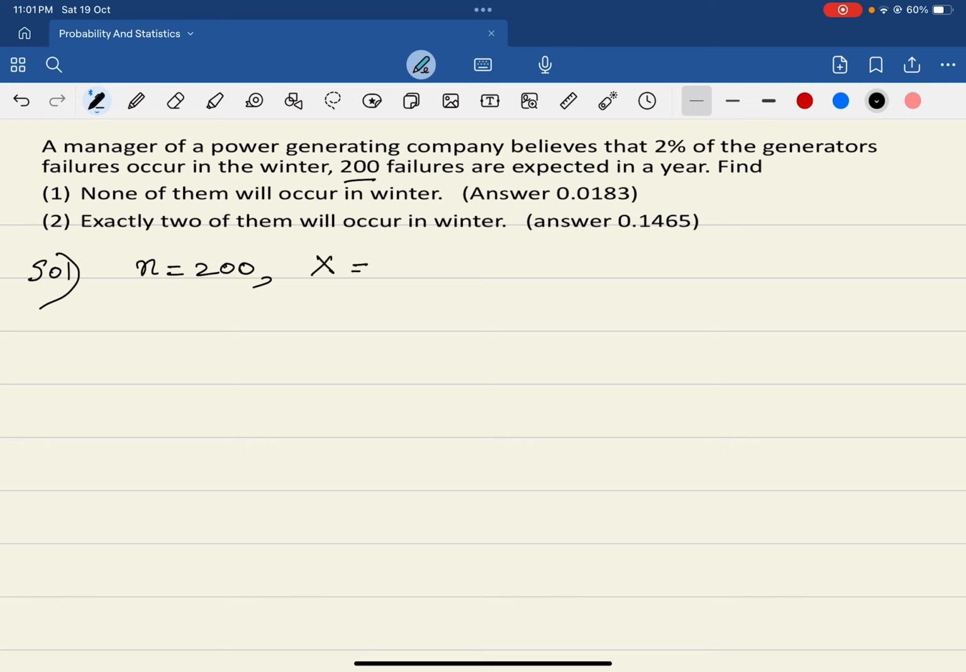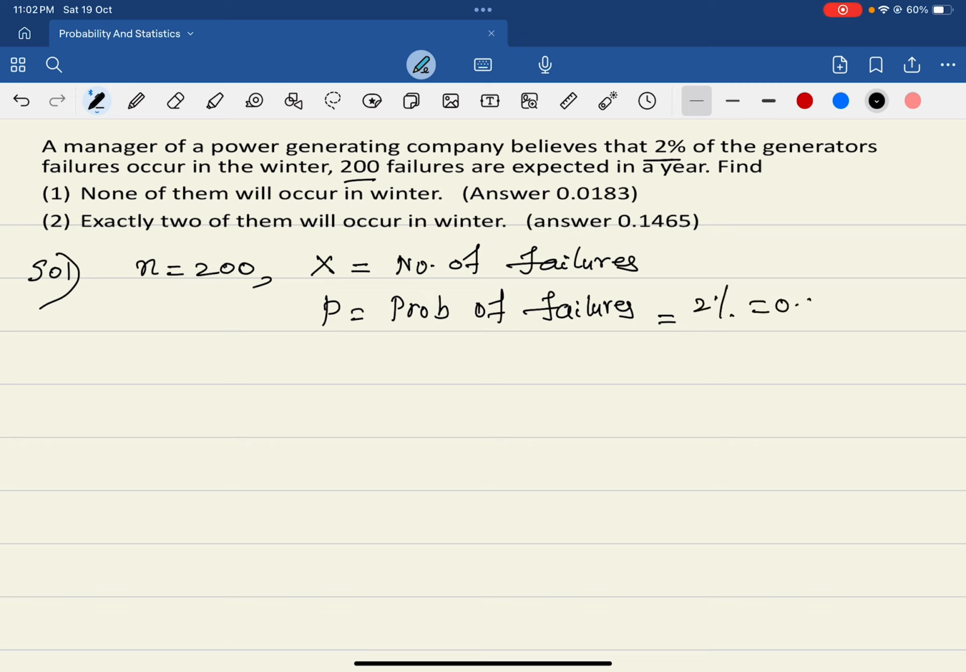And what is x here first of all? The question asked is about the number of generator failures that occur. That means x is nothing but the number of failures. So our favorable event is the number of failures. So p is the probability of failures. And what is given is that 2% of the generator's failures, so 2% means it is 0.02.